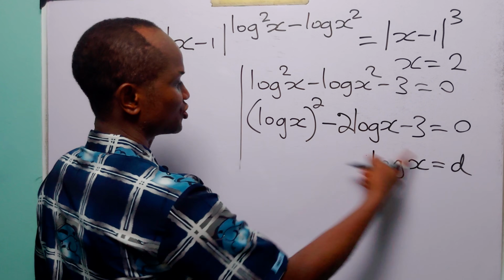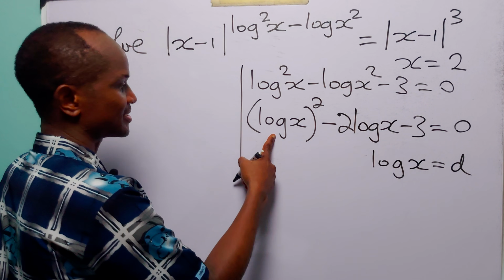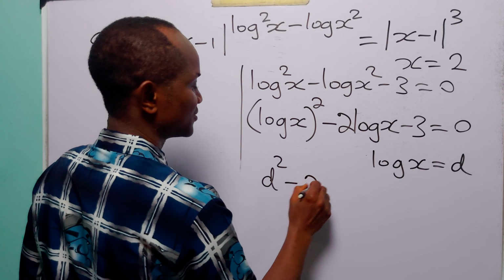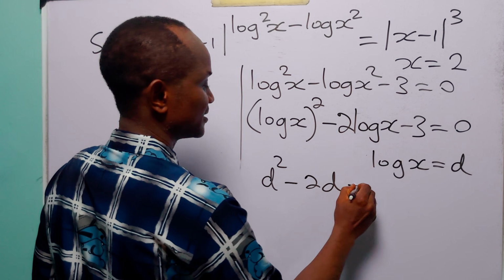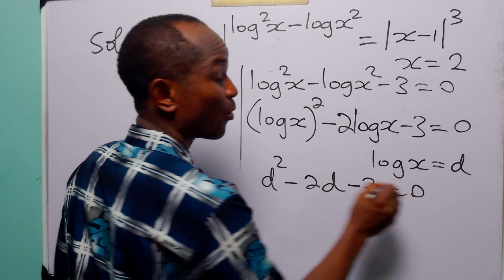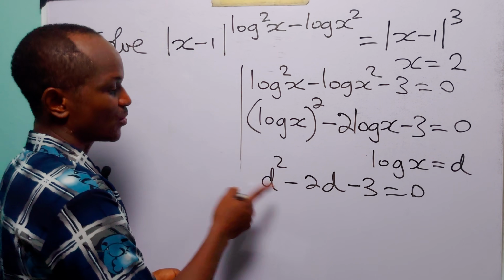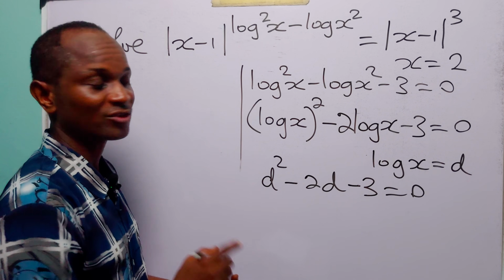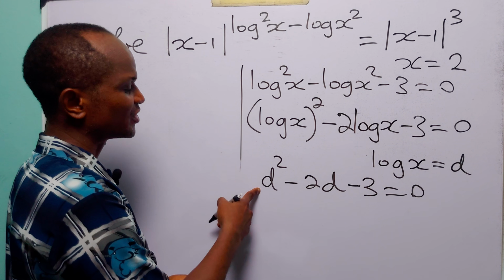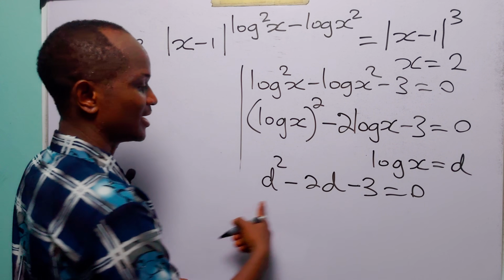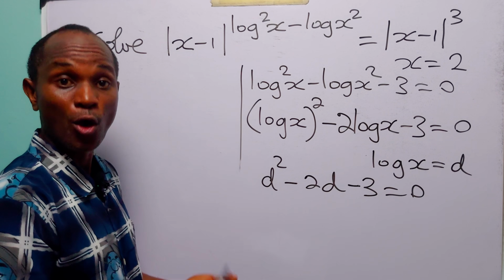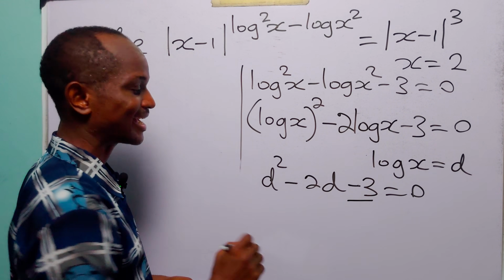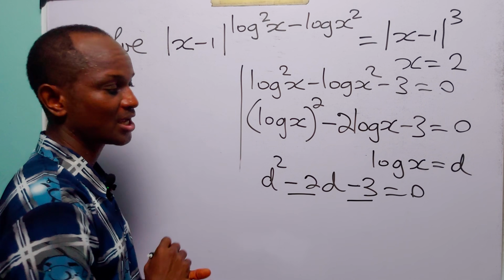Now with this substitution, we can write this equation as d squared minus 2 times d minus 3 is equal to 0. We have a quadratic equation and we can solve this quadratic equation by factorization. Since the coefficient of d squared is 1, to factorize the left-hand side, all we have to do is to find the factors of minus 3 that add up to minus 2.